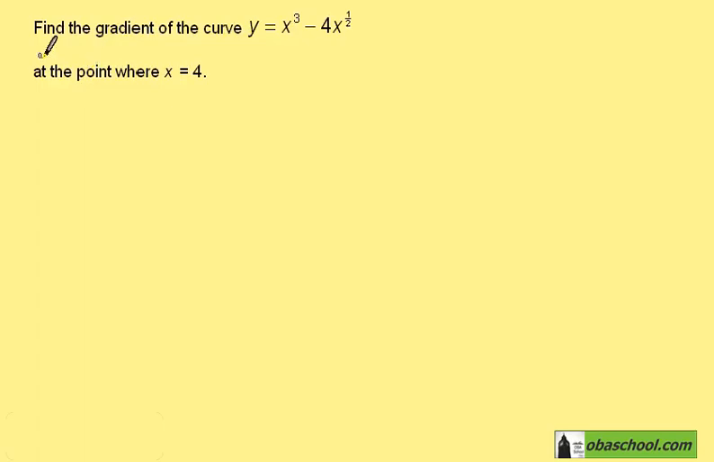We want to find the gradient of the curve y equals x cubed, take away 4x to the half, at the point where x equals 4. So begin with the function that we're given, y equals x cubed, take away 4x to the half.